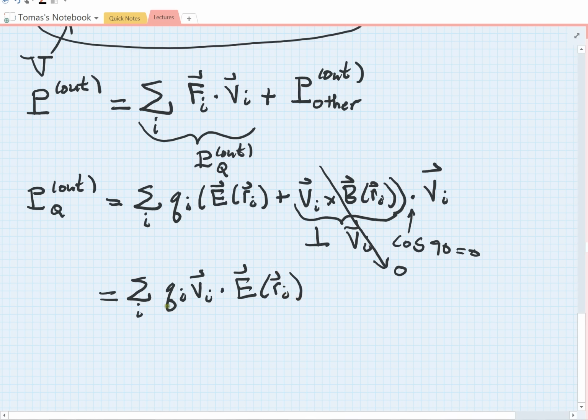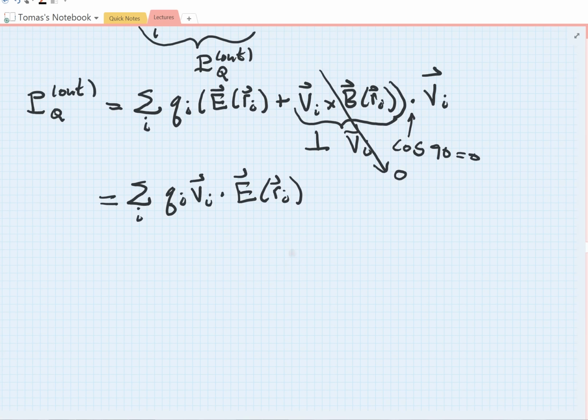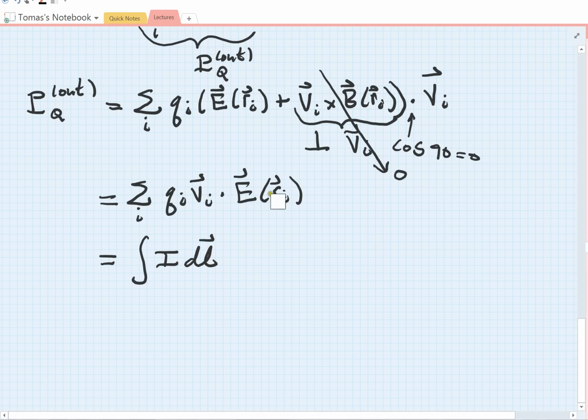And finally, this term itself should look very familiar to us. We've been trained in the past that whenever we see a sum of Qi Vi times something, then instead of thinking of summing over all the different particles, we can always directly relate this to currents that are flowing. The way we usually do this, if we're thinking of wires, is that sum of Qi Vi becomes the integral along the wire, I dL, and then multiply by whatever the other quantity is. In this case, it would be the electric field.